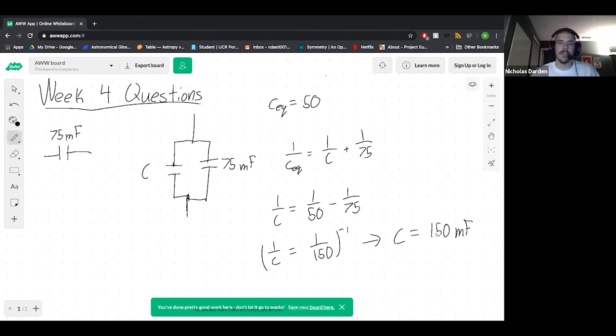But yeah, these problems get kind of tedious, but if you're still stuck on how to add things in parallel versus series, it just comes down to practice. So hopefully this was helpful, and if you're still struggling, you've got to keep on practicing.